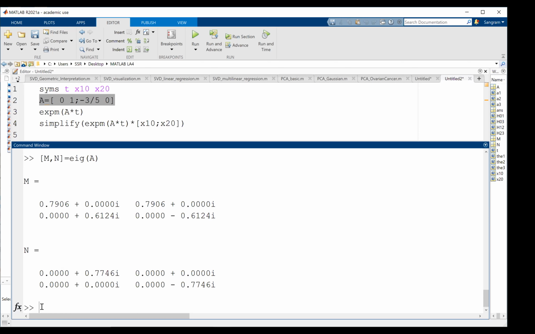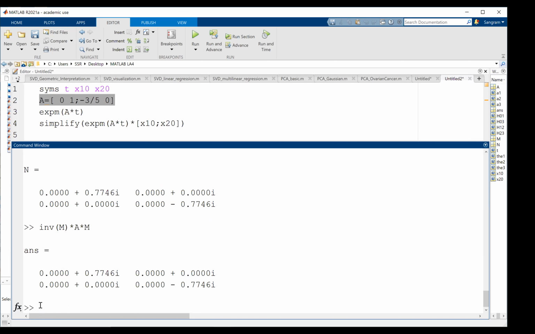Actually, I can show that to you, but I don't want to make things a little more complex than they should be. But try doing M inverse multiplied by A times M. Try M inverse and tell me what you get. Can you see I got the eigenvalues on the diagonal? Do you agree with me?